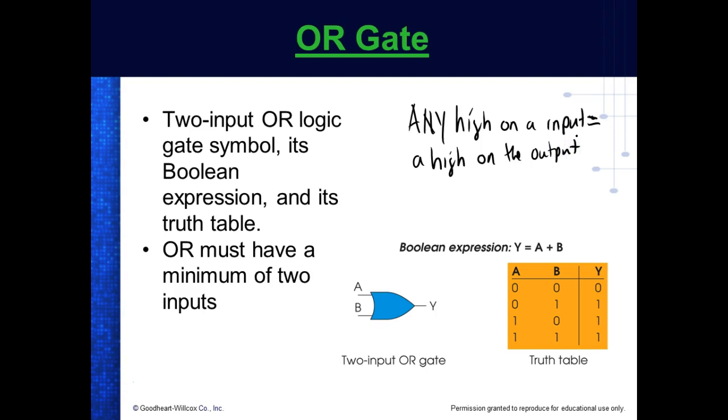So is this any high? No. So the output's what? Not high. Is this any high? Is this any high? Is this any high? Now some people want to say all, but AND gates are going to have one unique output.